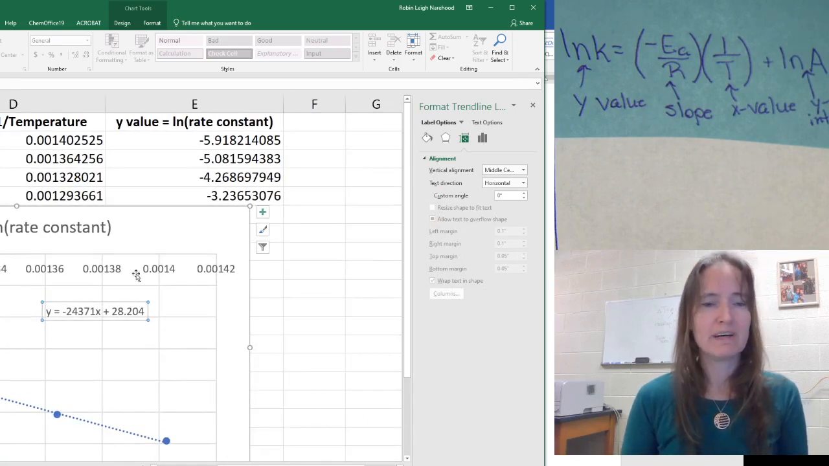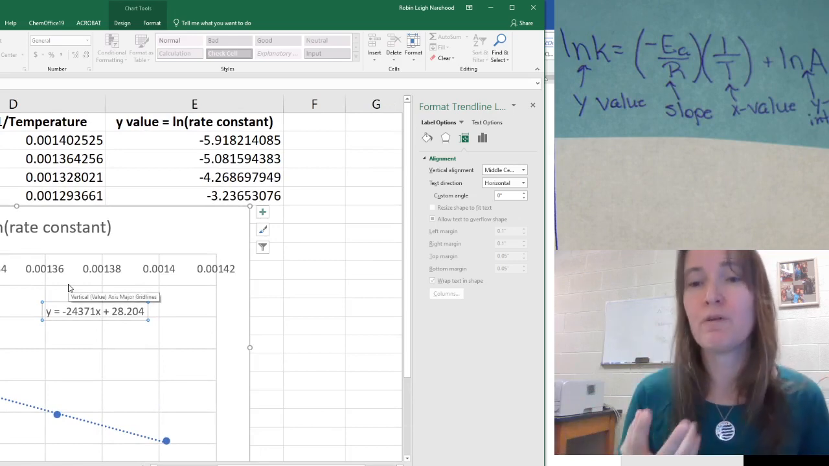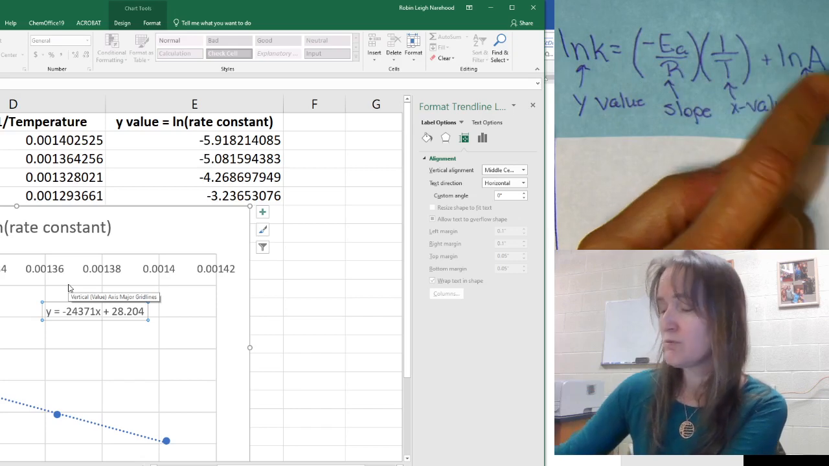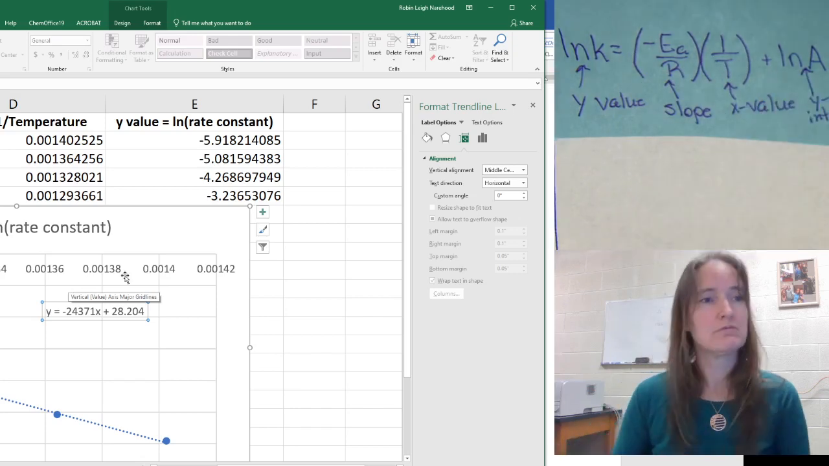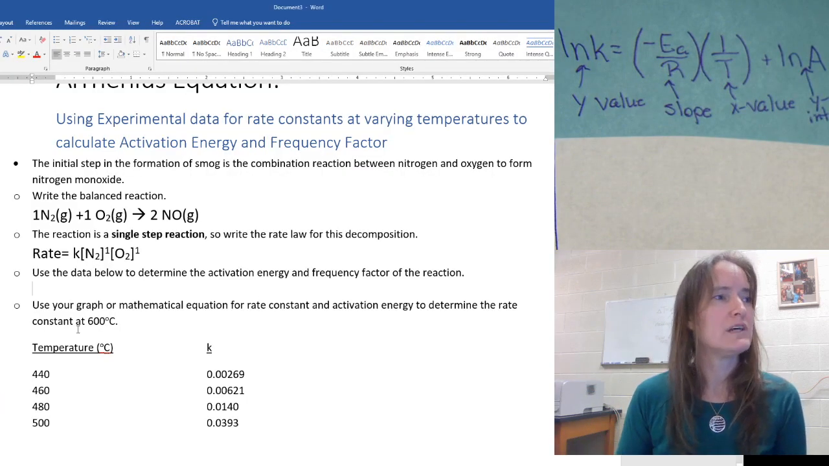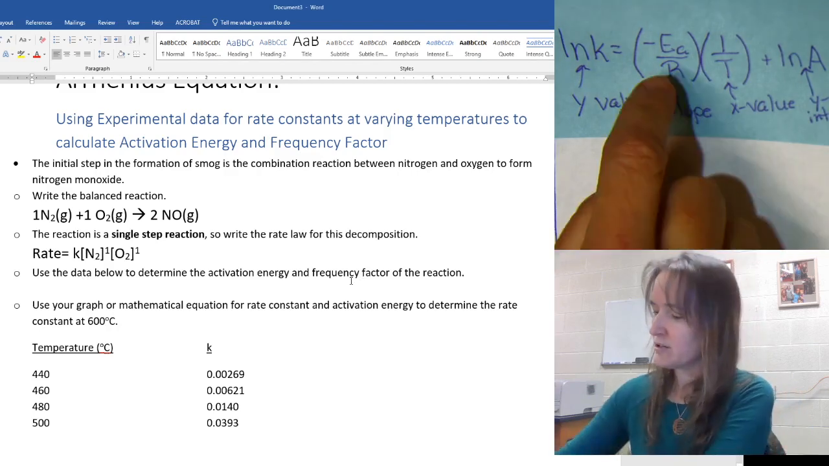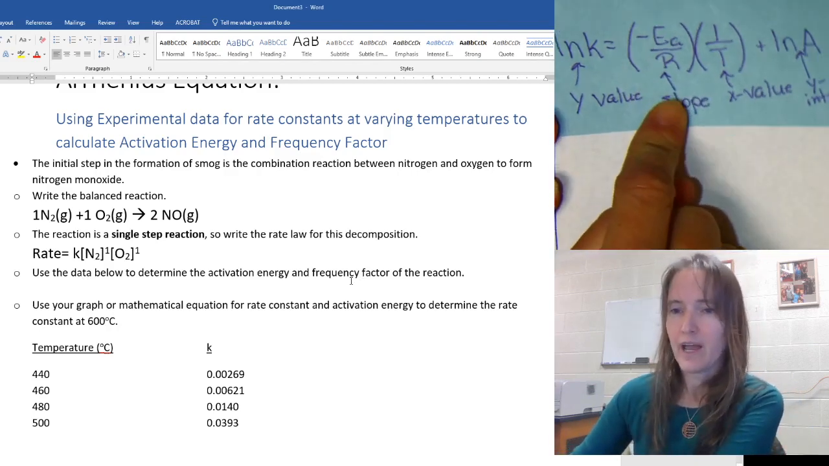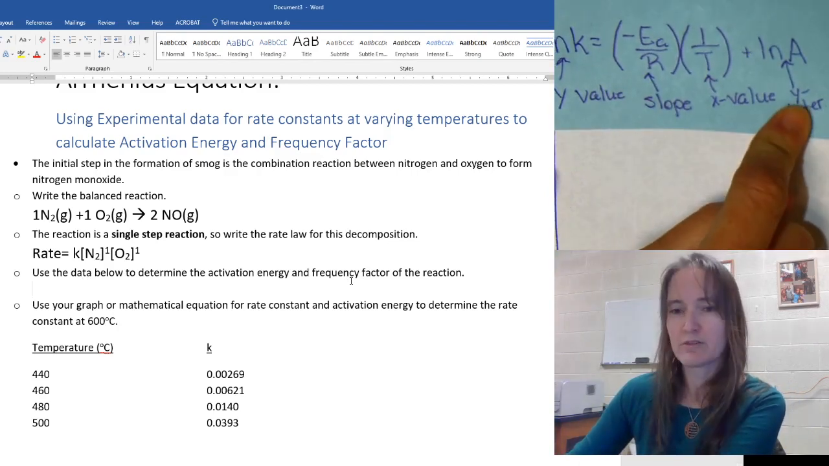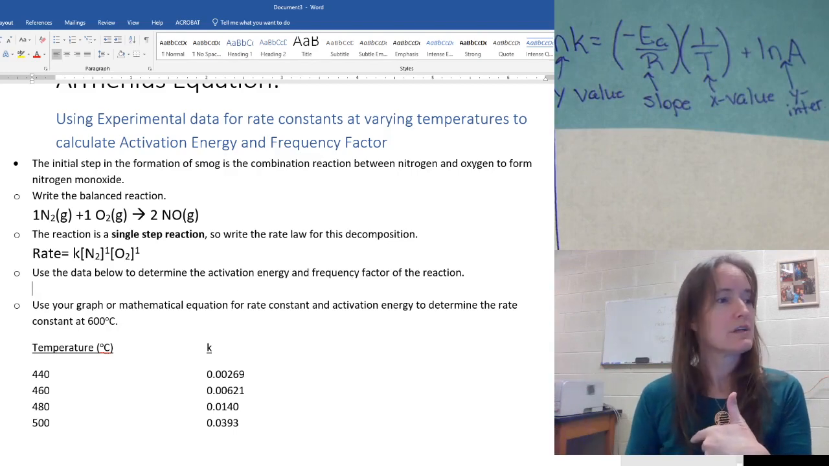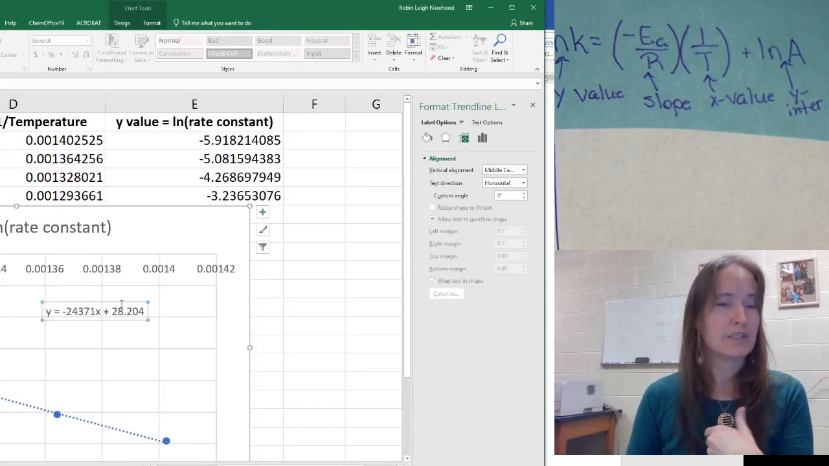Because what we want is this equation. The whole point of us doing all of this is we want the equation, because we want the slope and we want the y-intercept, because the original question was determine the activation energy and frequency factor. Well, activation energy is part of the slope and frequency factor is part of the y-intercept. So I need the slope and I need the y-intercept.